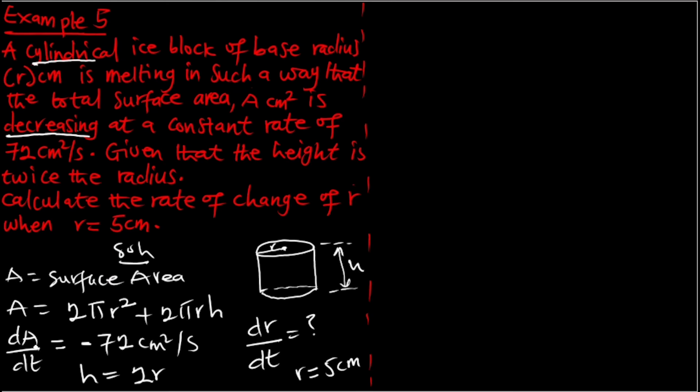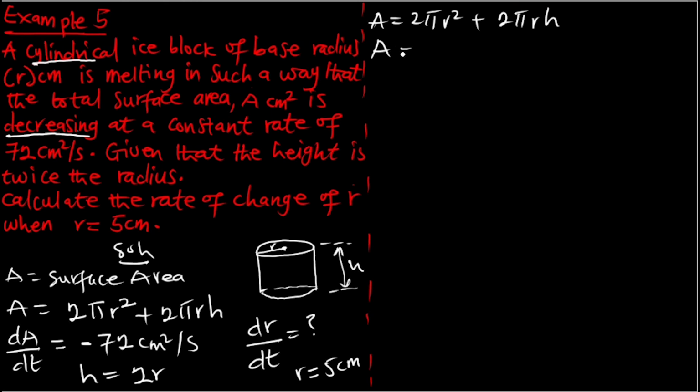But look at it this way. This is in terms of r. This is in terms of t. This was also in terms of t. So we have to get another A with respect to r, such that the equation will be valid. Are we good? So from the surface area, we have A equals 2πr² plus 2πrh. We are going to differentiate with respect to r because the question is asking us to calculate the change of r. But we have a certain h here. And the question is saying that h is twice the radius.